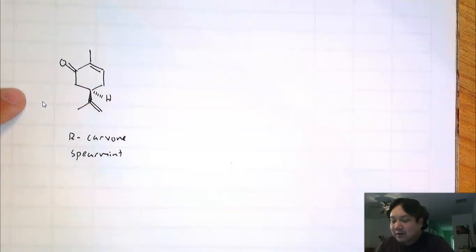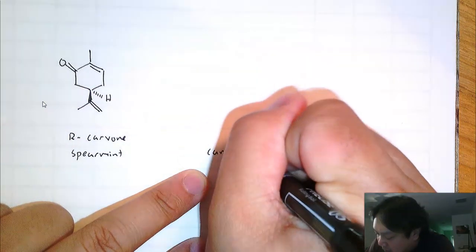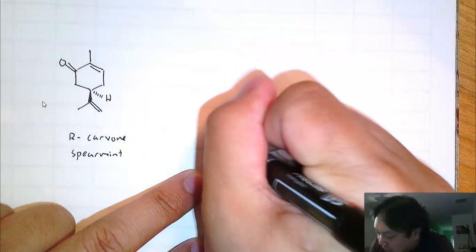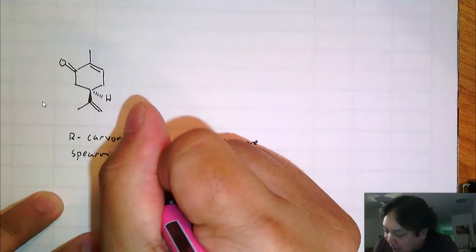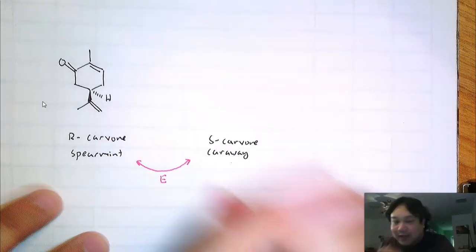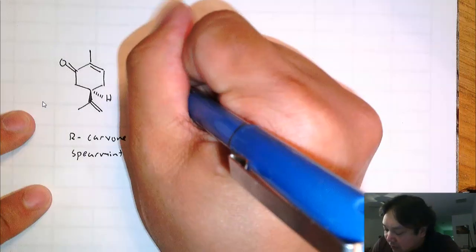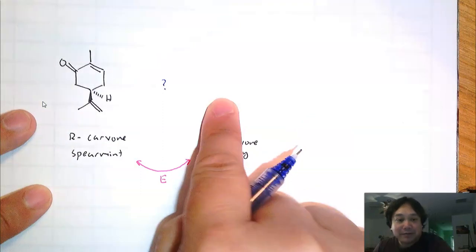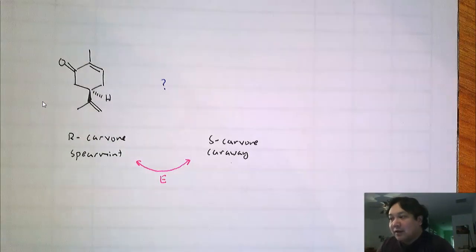See, caraway seed is called S-carvone, and it is the enantiomer of spearmint. Enantiomer. So my question is, how would you draw the enantiomer? How would you draw caraway?